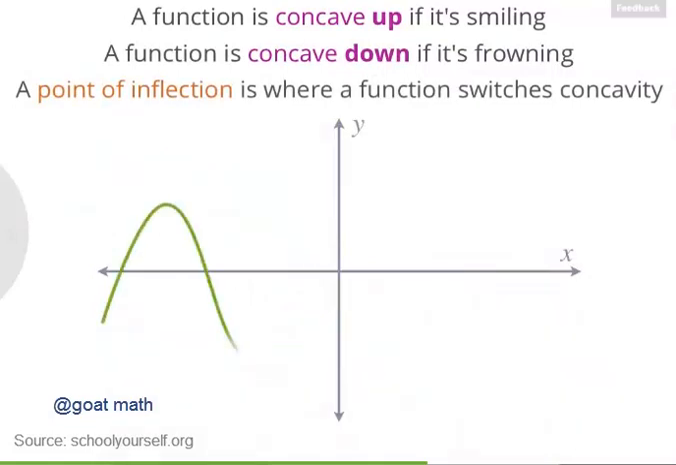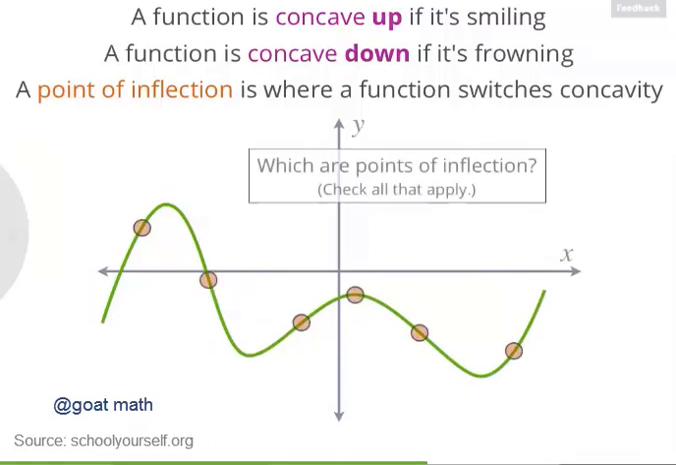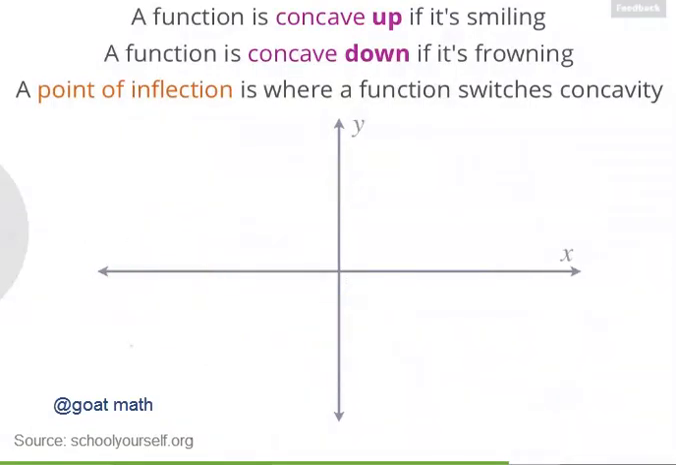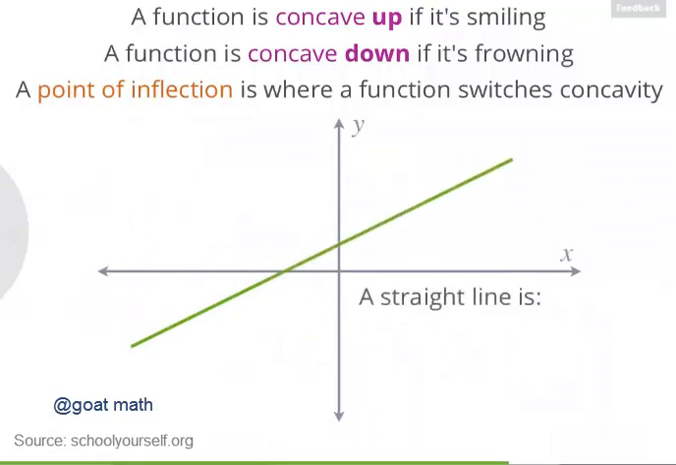Here's a function that switches concavity a few different times. Which of these points are points of inflection? In other words, where does this function switch from concave up to concave down or concave down to concave up? Great work! So far we've been looking at a lot of curvy functions. What about straight lines? Do you think a straight line is concave up, concave down, or neither?